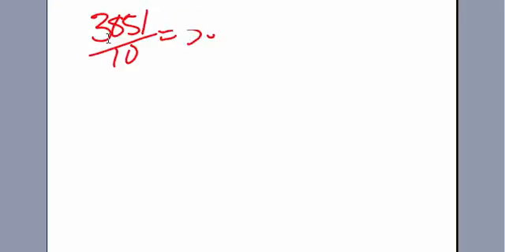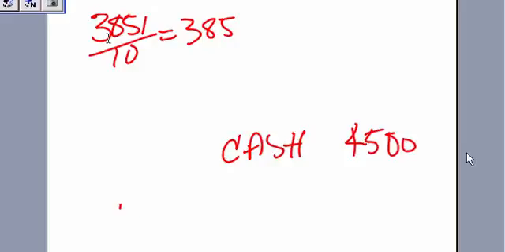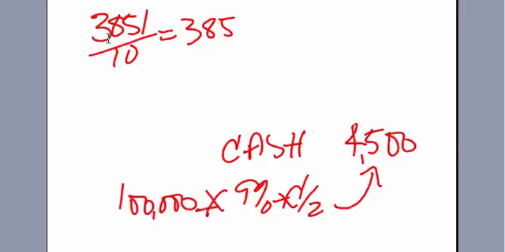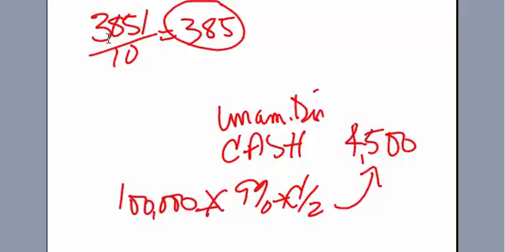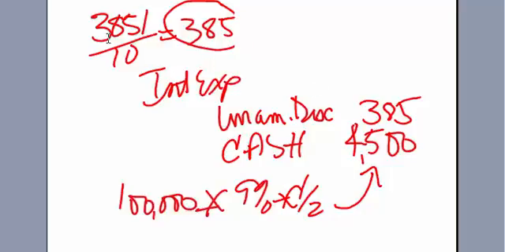All right, to record this, let's recap that our bond discount was $3,851 divided by 10 periods, or $385 per period. So what we would record is the cash that we need to pay, which is principal times rate times time, which is $4,500. So we have $100,000 times the face rate of 9% times a half a year, which is going to be that $4,500. We're going to take $385 of that discount, so we're going to take that unamortized discount of $385, and now our interest expense for the time period is going to be $4,885.